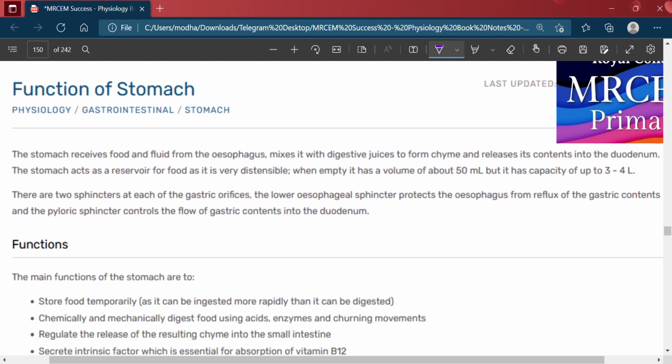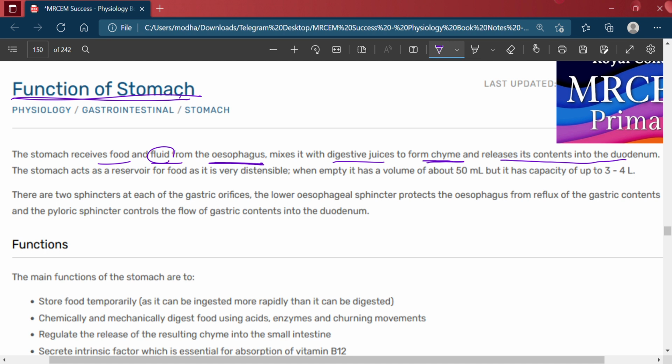Now, functions of the stomach. The stomach receives food and fluid from the esophagus, mixes it with the digestive juices to form chyme, and releases its contents into the duodenum.